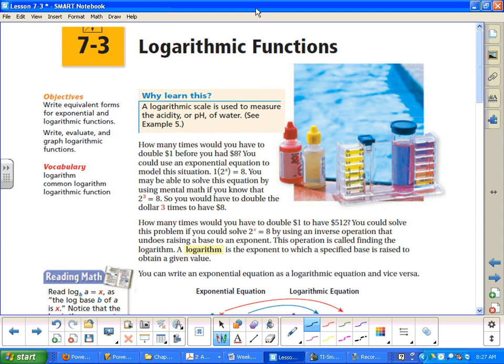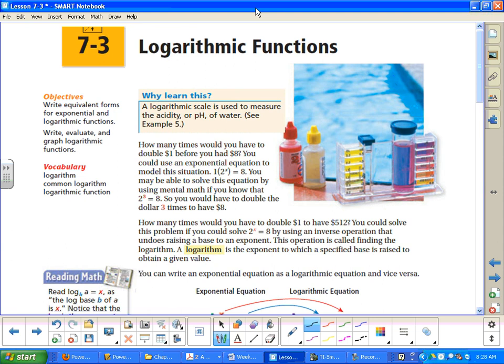It says, how many times would you have to double $1 before you had $8? You could use an exponential equation to model this situation. For instance, you could do 1 times 2 to the x equals 8. You may be able to solve this equation by using mental math if you know that 2 cubed is equal to 8. So you would have to double the dollar 3 times to have $8.